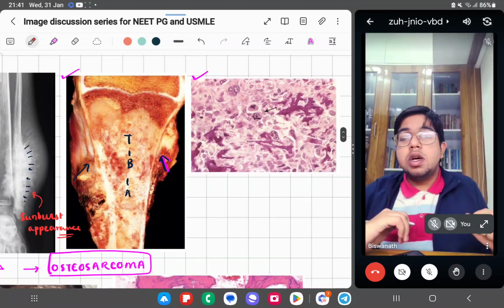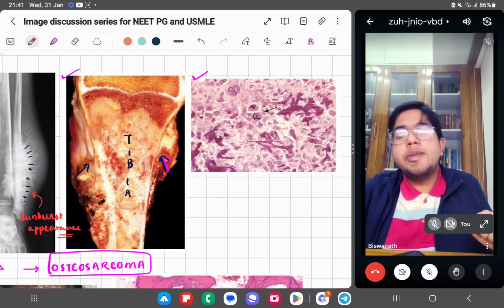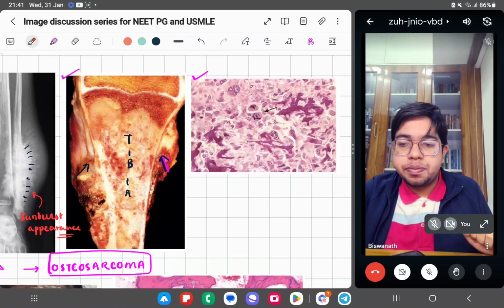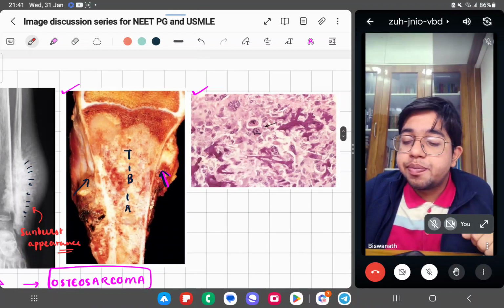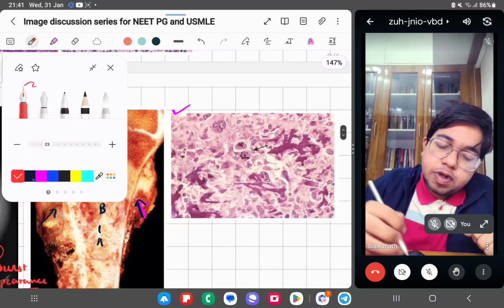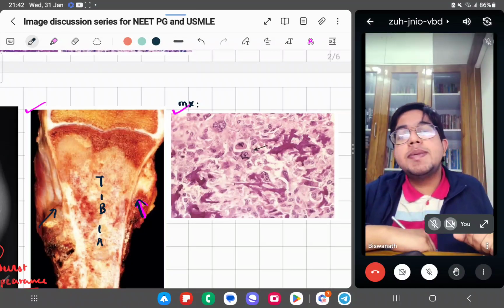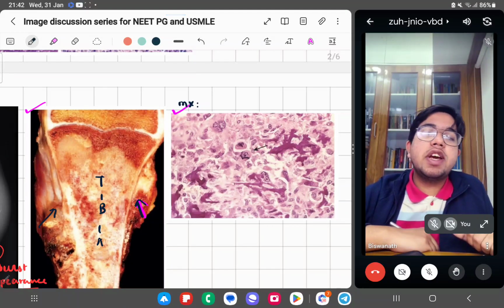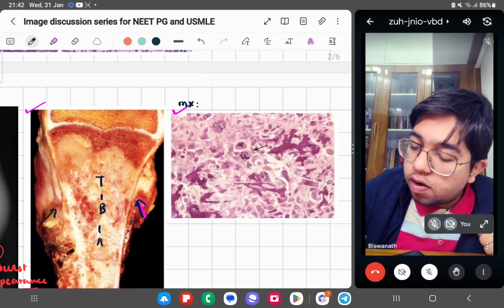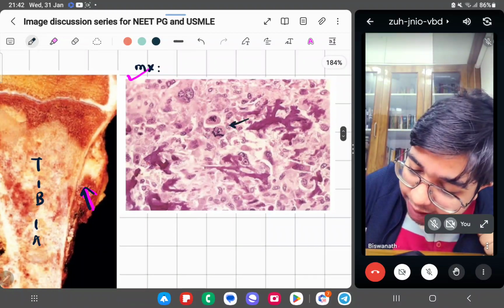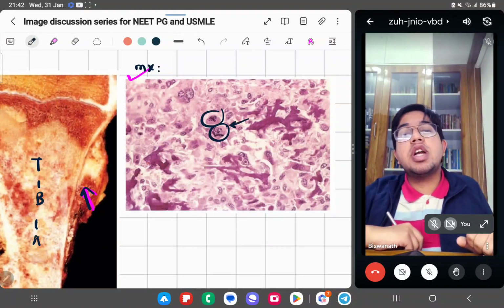Very interesting, right? Do you have something in the microscopy? What are the microscopic findings of your osteosarcoma? Can you say? If you are discussing the microscopic findings, we have something here which is called a mitotic figure, an ugly figure. You can observe the mitotic figures, indicated by this arrow. This one, this one. These are your mitotic figures.